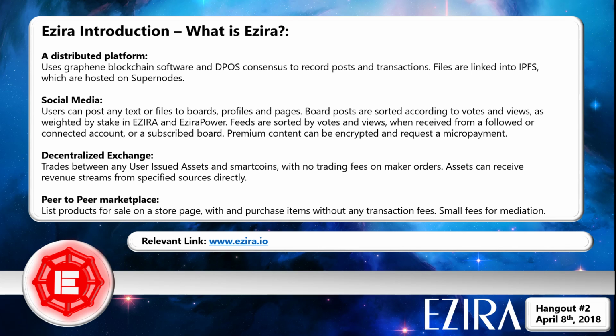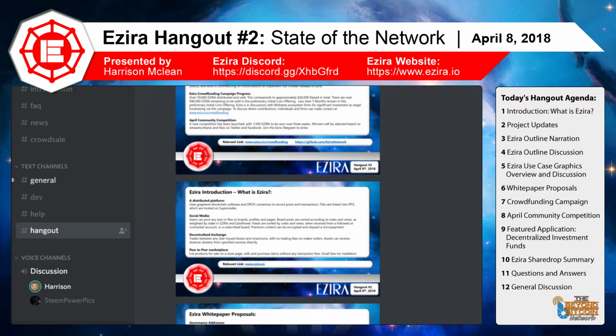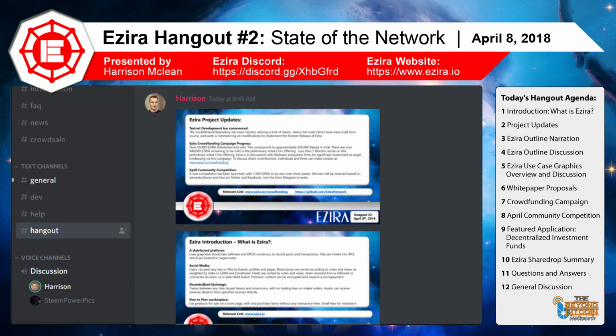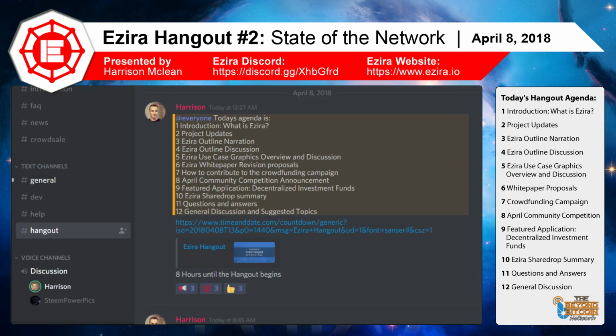So today's agenda, we'll be going through the project updates for this week. I'll be reading and narrating the Ezira outline, and we'll be discussing the Ezira use case promotion graphics. We'll be discussing some Ezira whitepaper revision proposals. I'll take you through the crowdfunding process, the community competition that is going to be released starting tomorrow, the featured application idea for this week, which is the Decentralized Investment Fund. We'll have a summary of the Ezira Sharedrop, and then we'll have some questions and answers and general discussion.